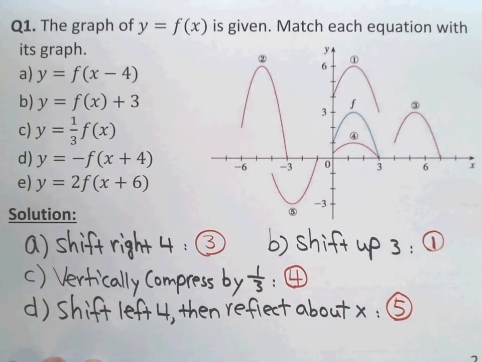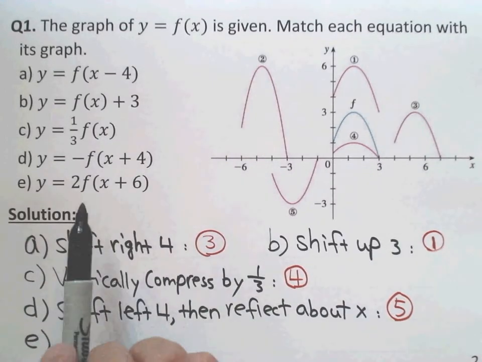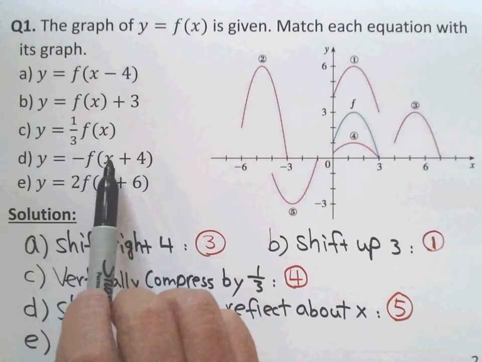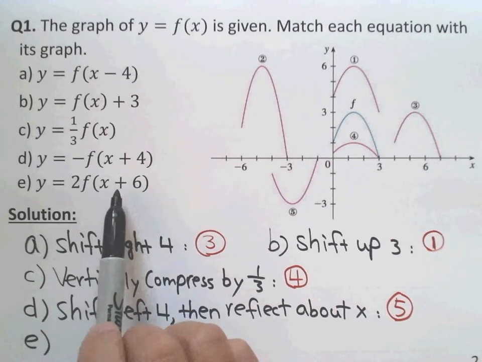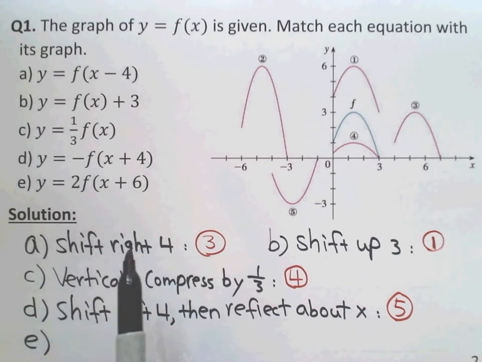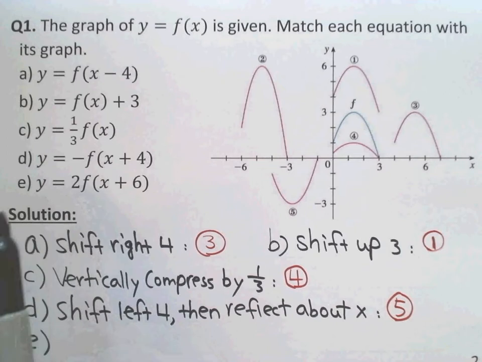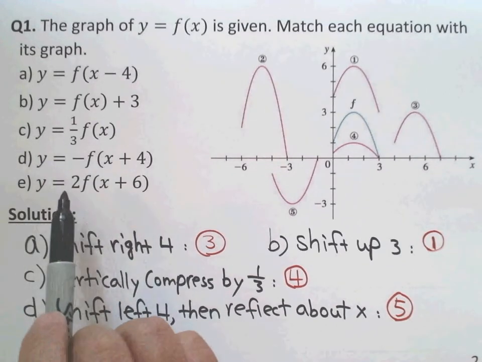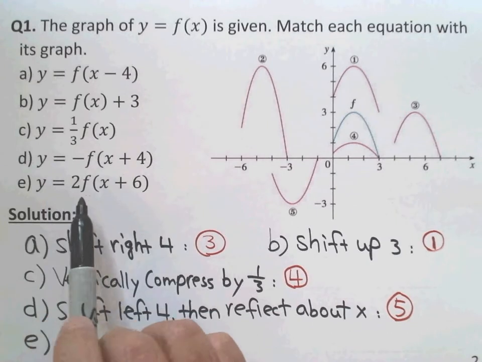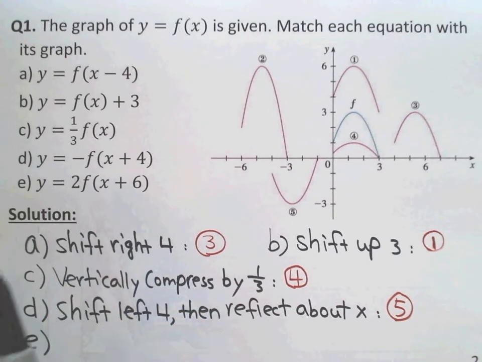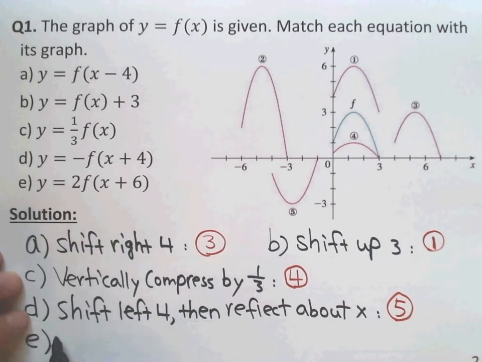The last one is E. How do we see? It's very similar, right? So first, plus is shift to the left, and then times 2. Times 2, greater than 1, is what? A stretch. Times the whole y is vertically stretched by 2. So two steps: the first is the shift.